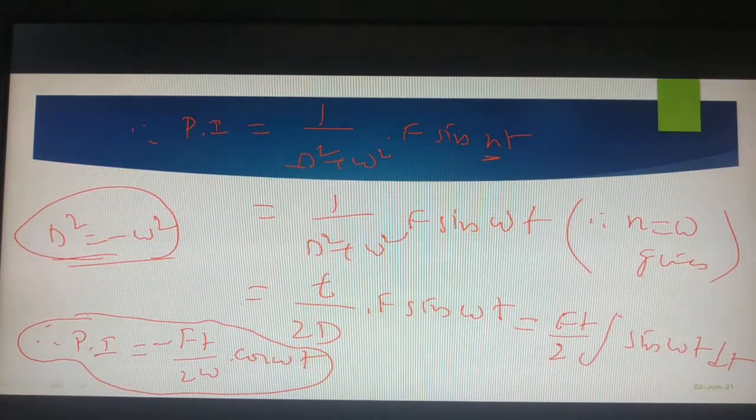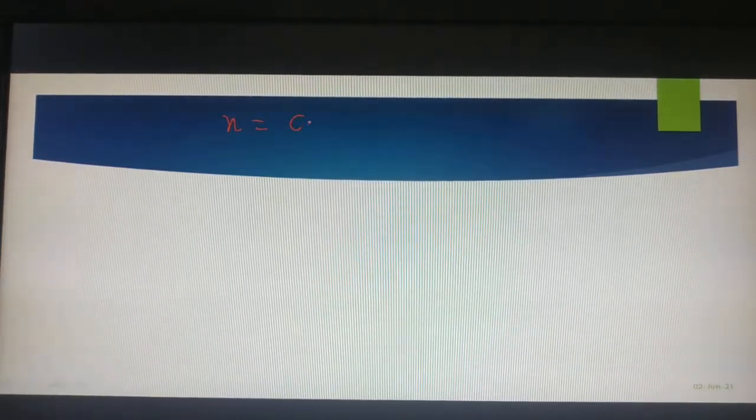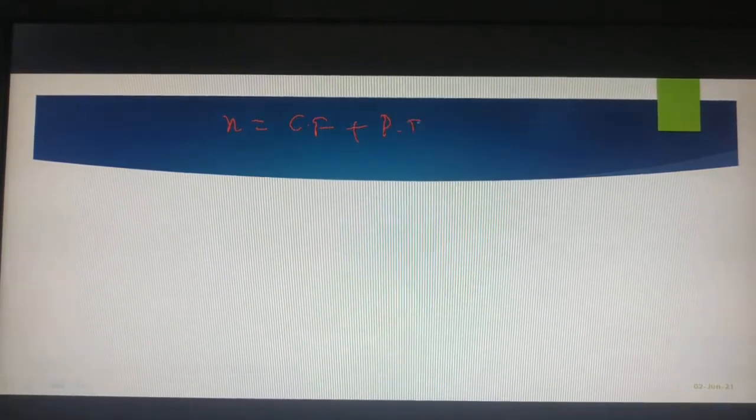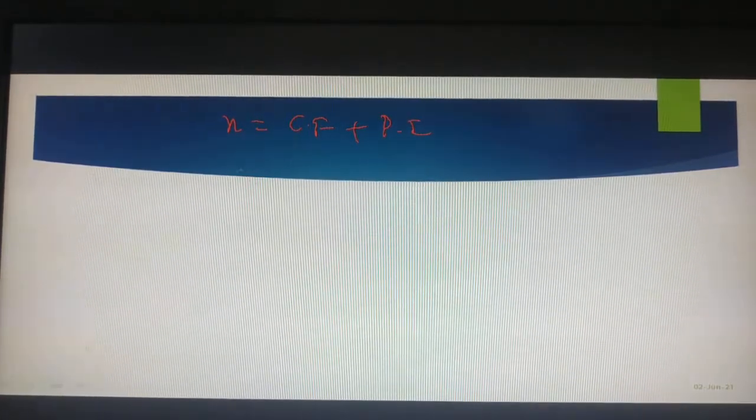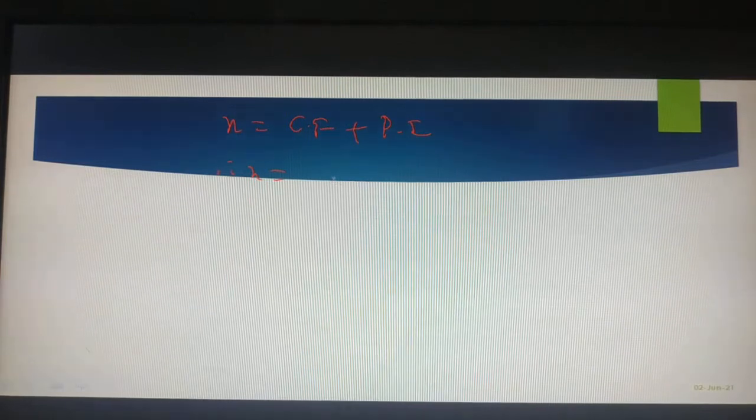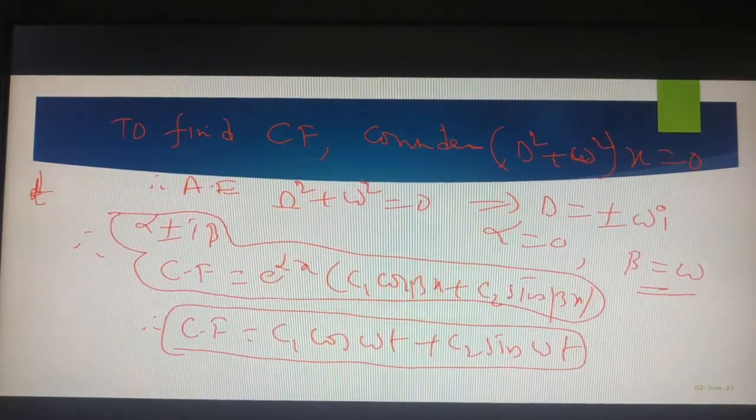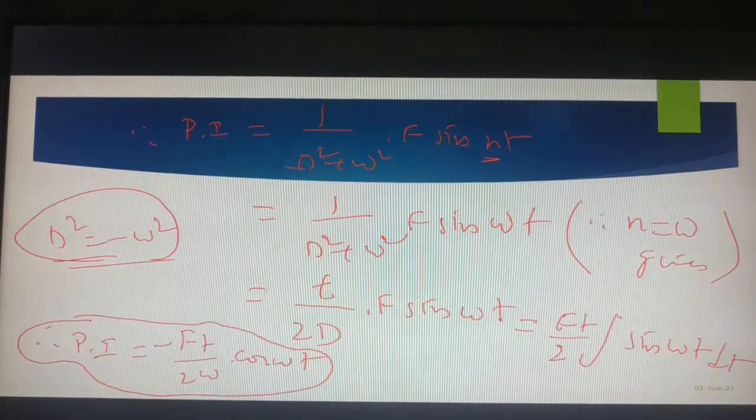So once we have the complementary function and particular integral, then we have to write the complete solution. What is that? X is equal to complementary function plus particular integral. So therefore your x is, what is your complementary function? We remember this one, right?